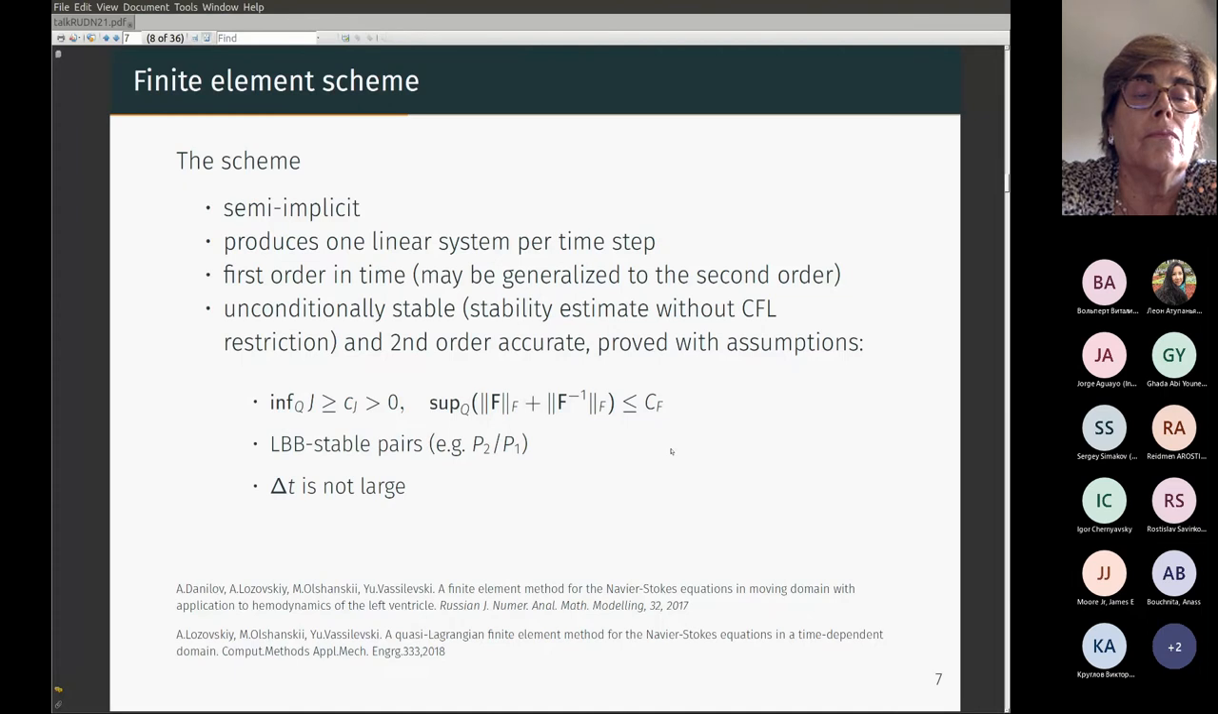First, we should assume that the gradient of the deformation tensor is not very large. The domain does not change extremely severely. Second, we assume that the finite element pair is LBB stable, which is true for the Taylor-Hood pair. And we also assume that the time step is not very large, but it is not restricted by the spatial mesh size.